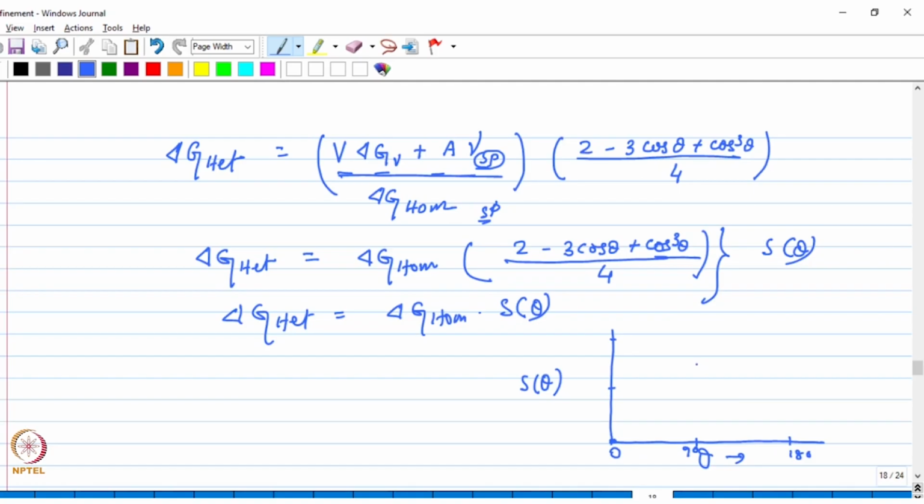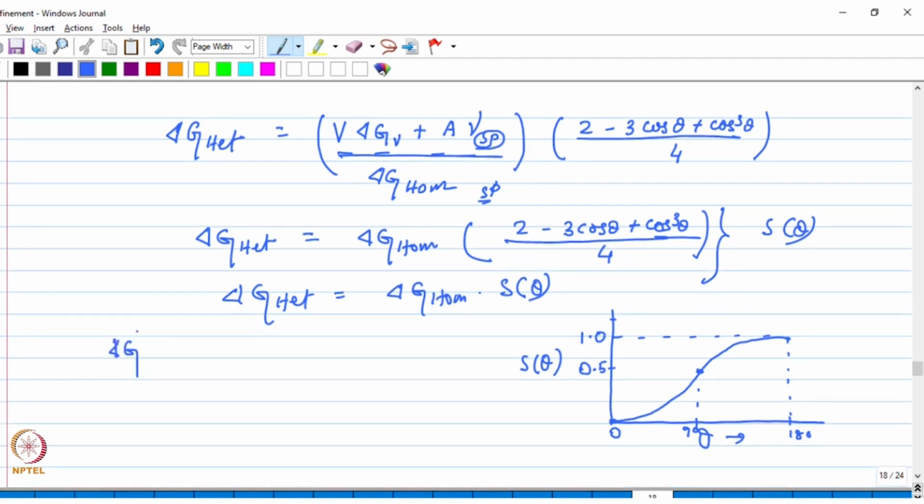And when theta is equal to 90 degrees, you can see that S theta is equal to 0.5. Right? So it will vary like this. And as you could see, when theta is equal to 180 degrees, S theta becomes 1. Right? So from here, we also need to calculate what is the energy barrier for the heterogeneous nucleation, that is the critical free energy change for the heterogeneous case.